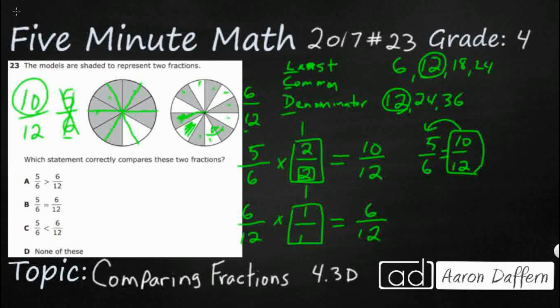Well, now I can compare. I've got 10/12 and I've got 6/12, and it doesn't really matter that they're in different patterns. You can easily see here that my 10/12 is going to be greater than my 6/12. But remember, my 10/12 was replacing my 5/6, so we need to go back to my 5/6. So all of these 5/6 are really 10/12 down here. And so as you can see, we're looking for this greater than symbol, and we get that right up here with A. 5/6 is greater than 6/12.